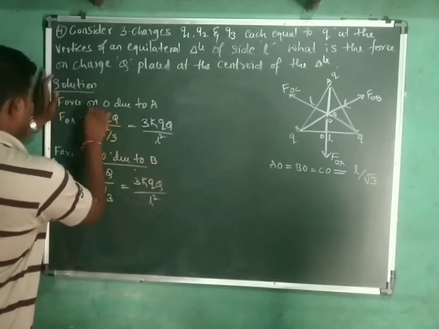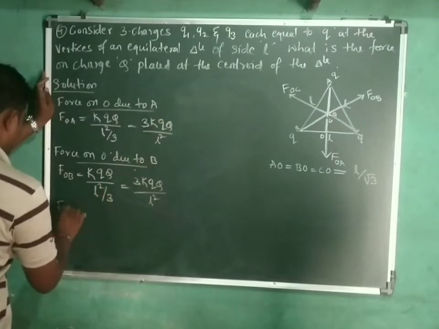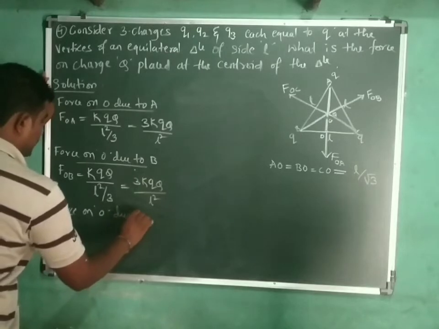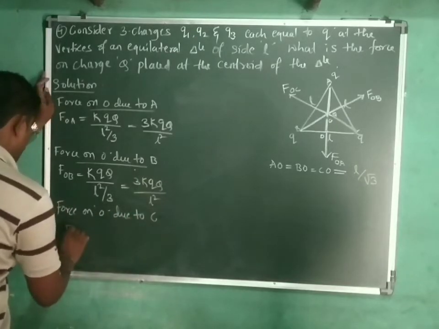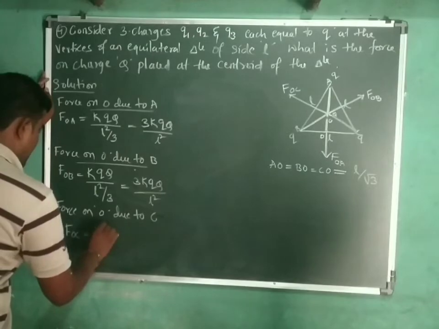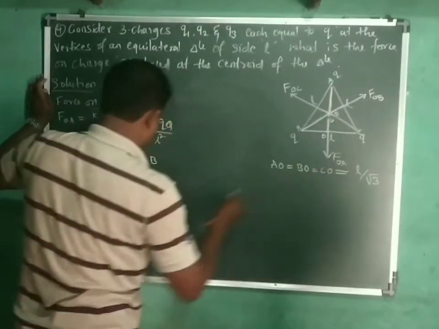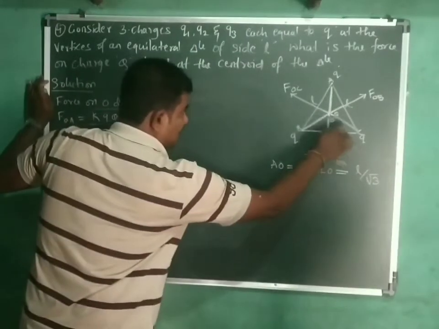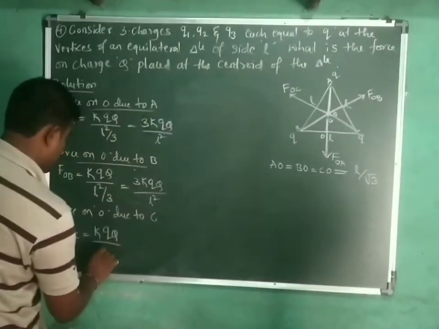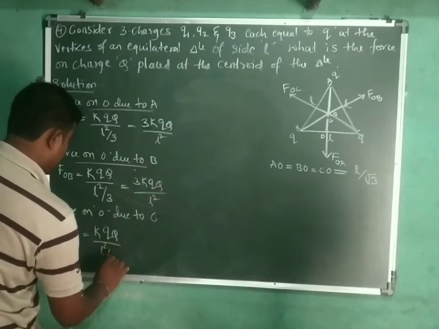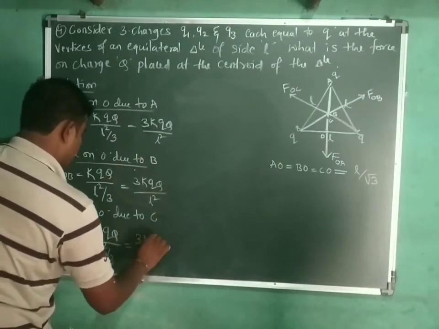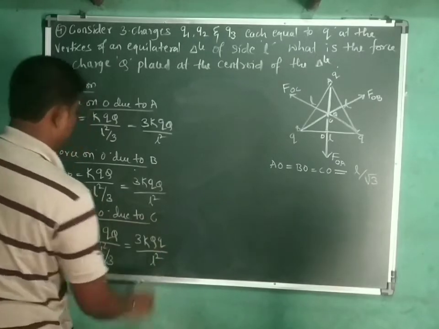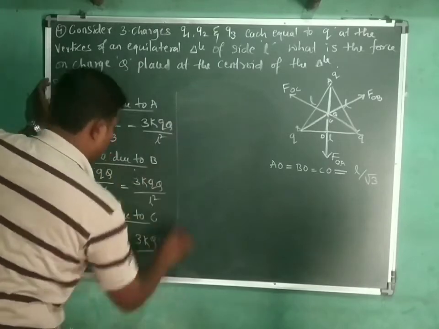Okay, and similarly the force on O due to C charge, that is FOC, is equal to K QQ divided by R square. R square is this distance CO, and CO is how much? L square divided by 3. Therefore it is 3K QQ divided by L square. Okay, so now we know all the 3 forces.